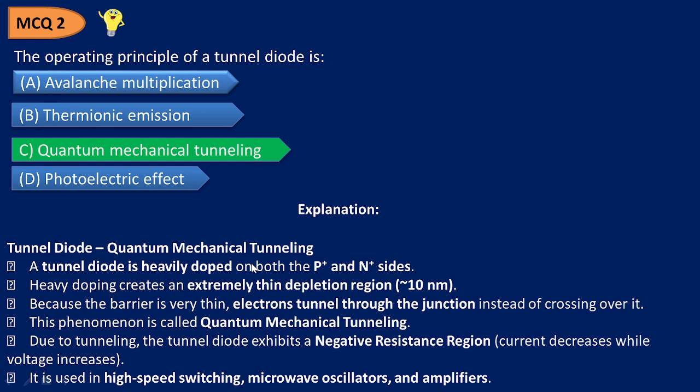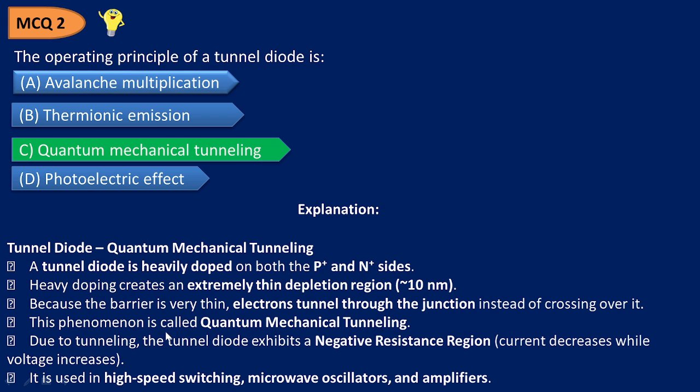That's why its depletion region is very thin, and because of this thin depletion region, the barrier is also very thin, and electrons tunnel through the junction instead of crossing over it. And this is the phenomenon of quantum mechanical tunneling.